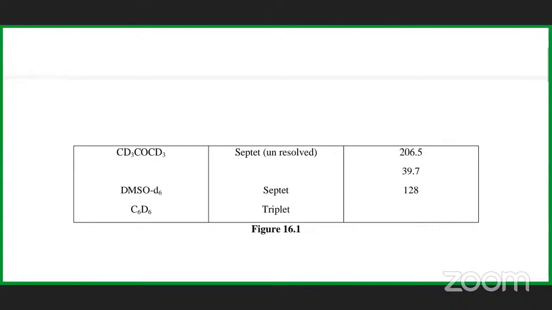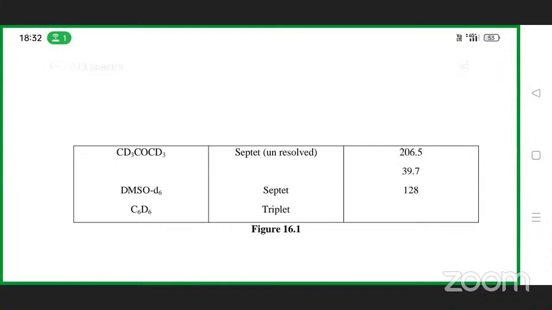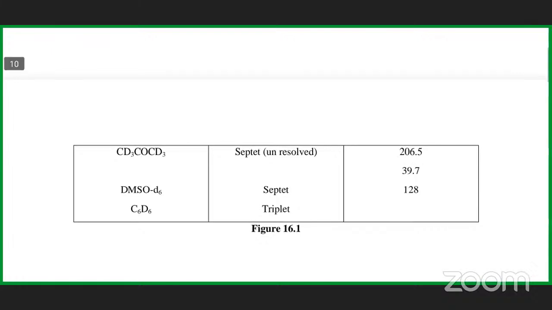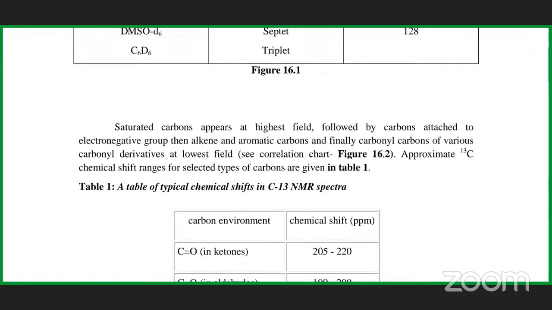And again DMSO-d6. DMSO is generally a highly polar solvent, and it appears as a septet at 128. Absorption position is 128. And deuterated benzene: the signal appears as a triplet again, and the position is 128. These values guide us, so you get some idea about the position. These are solvent peaks, so consider them around here. If you remember these values, you will get an idea about this.